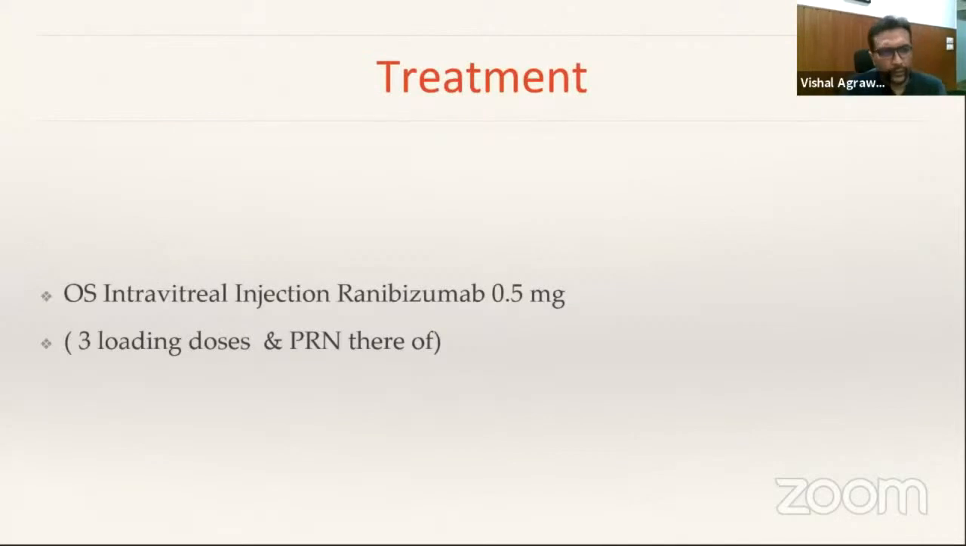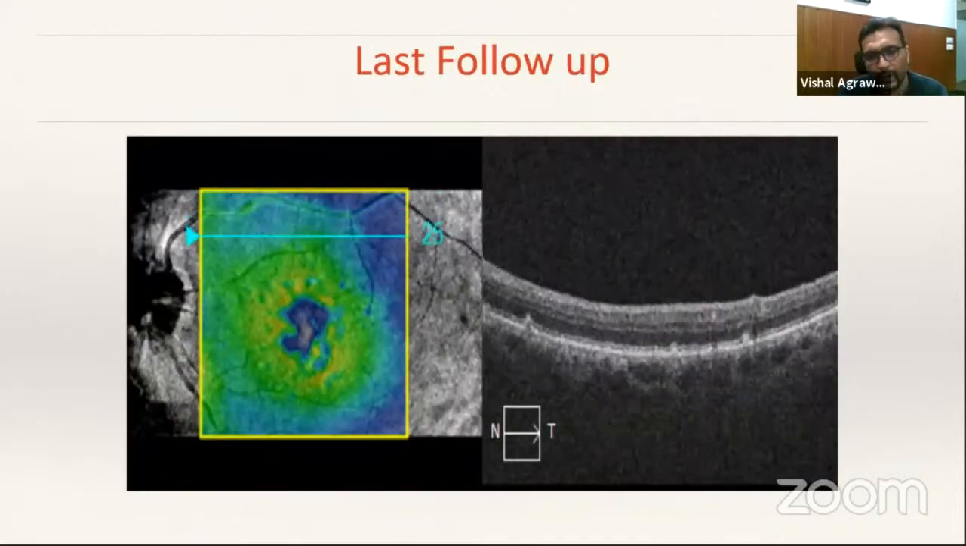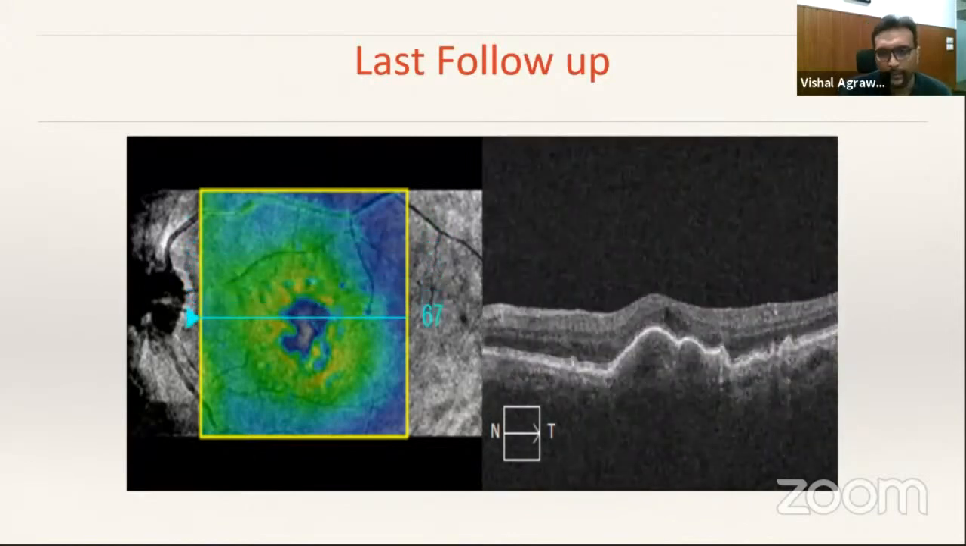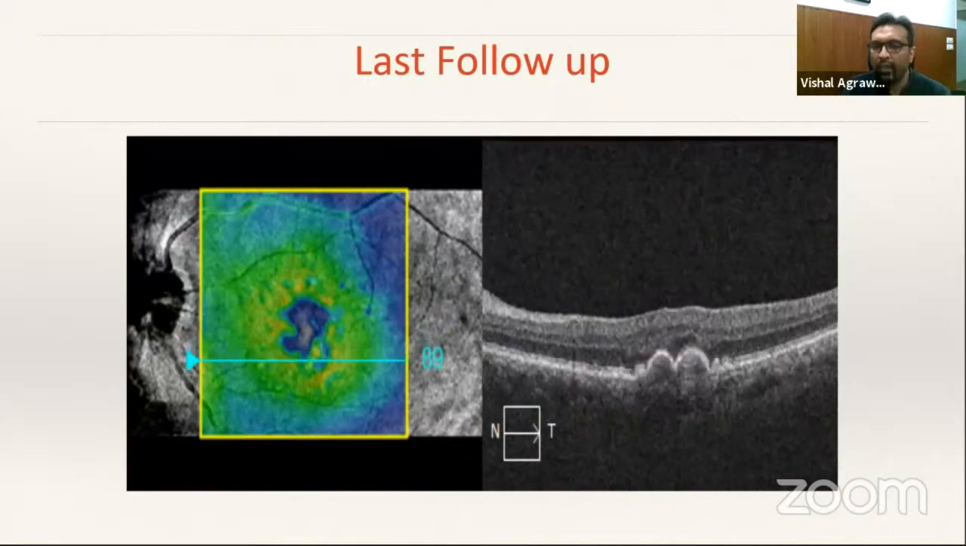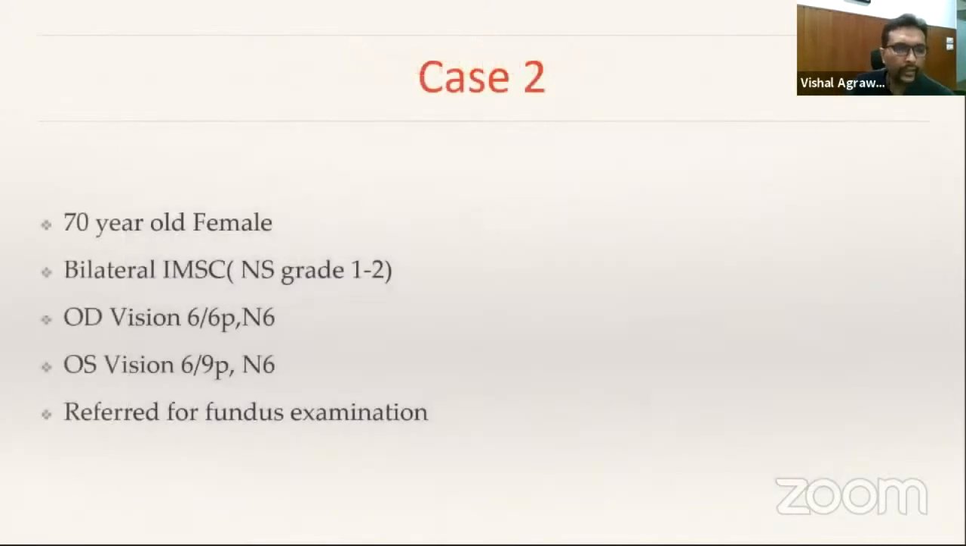The treatment was, of course, left eye intravitreal injection ranibizumab 0.5 mg in 0.05 ml. 3 loading doses were given, and after that, a PRN regimen was followed. At the last follow-up, he had responded very well, but then again there were recurrences, and this was the last follow-up before he dropped out of consultation. There was still some fluid left, and he was advised injection, but he did not turn up. Case 2 is a 70-year-old female with bilateral cataract, nuclear sclerosis 1 to 2.